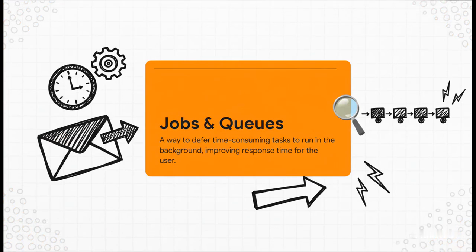So if the event is the announcement, what does the actual work, especially the slow work? Well, that's where jobs and queues come in. A job is basically a class that represents a task you want to run later, in the background. It's a to-do item for your server, like sending that welcome email.